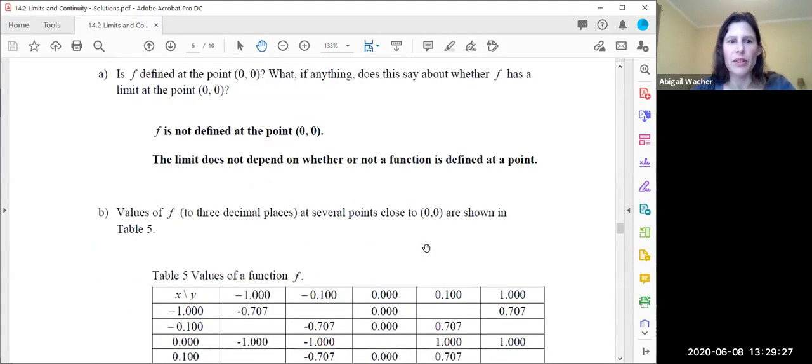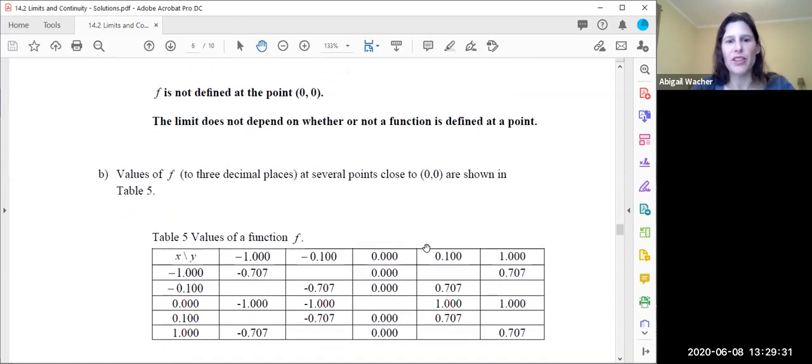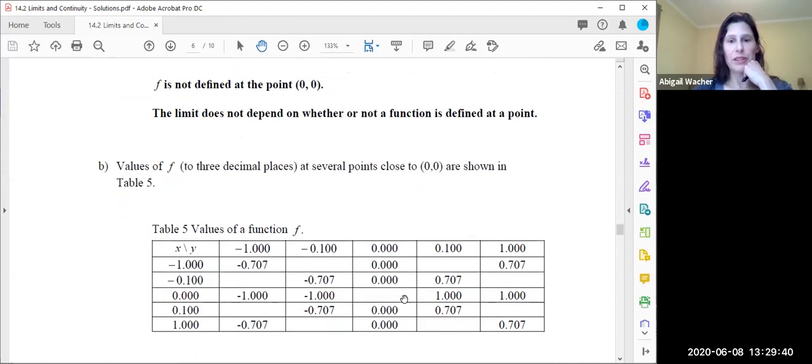All right, so part B: values of f at 3 decimal places at several points close to 0, 0 are shown in the table 5. All right, so here we are. What do we see? We don't know what's happening at 0, 0. Well, we know it's undefined, even though it's not in the table.